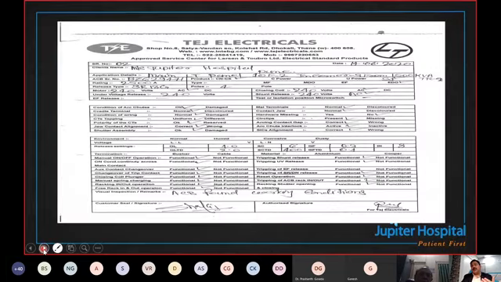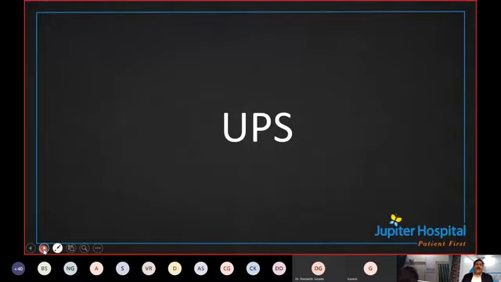UPS, uninterrupted power supply. As the word says, it has to be uninterrupted power supply. We are using it in our medical equipments everywhere, from different vendors. But that depends on which company you go to, because most times the company suggests that you should go with this UPS system. Okay, there's no doubt about that. There's no issue about that.